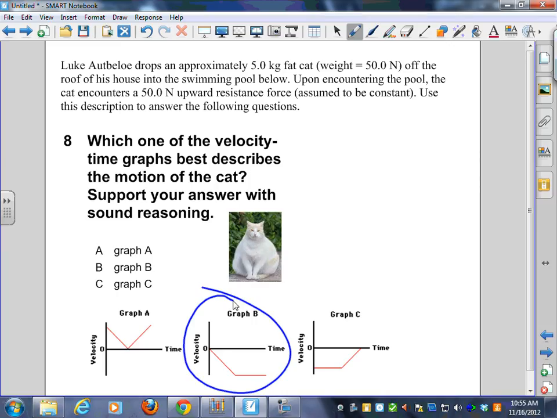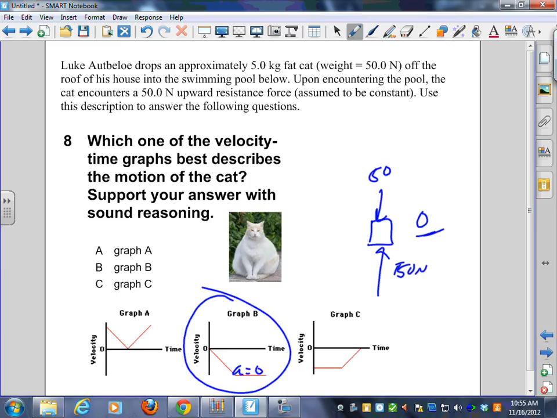Again, this is the same question. I've got 50 newtons down, and I've got 50 newtons up. What's the net force? 0. When there's no net force, the object stays at rest or stays in motion. So he speeds up, speeds up, speeds up. Once he hits 50 newtons, then his velocity remains the same.